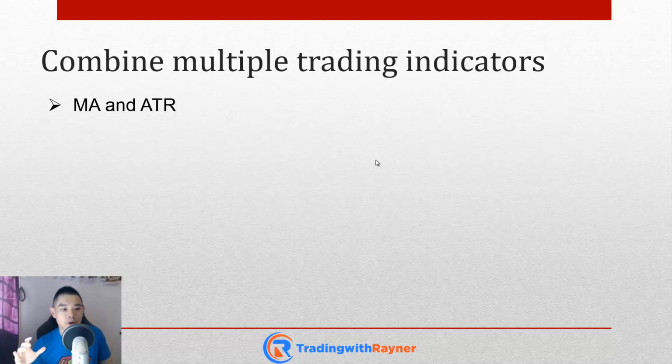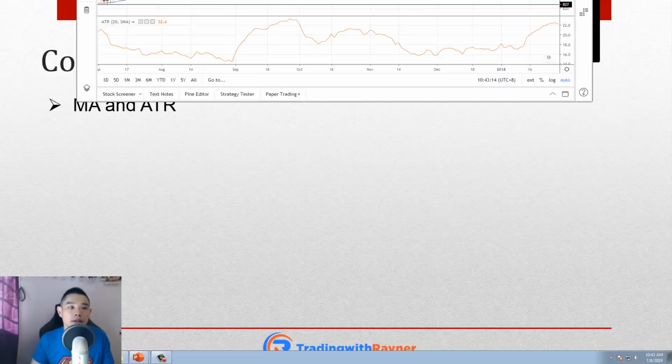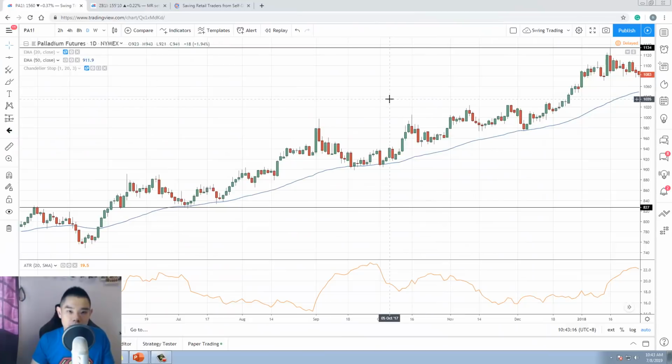And finally, before we end off today's session, I want to talk about how you can combine multiple trading indicators. It doesn't mean that you can only have one indicator on your chart, because once you know the purpose of your indicator, you can combine them and set up a trading strategy, a trading plan. For example, let's go back to this one over here.